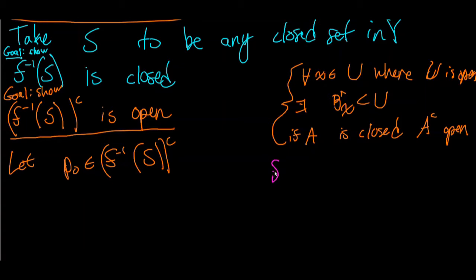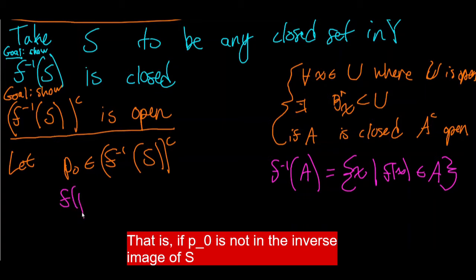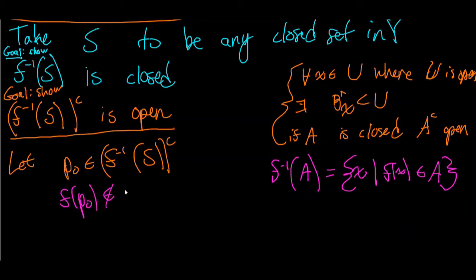Remember, the definition of the inverse image of some set, I'll call it A, is equal to all points X such that F of X is in A. So check this out. If P naught is not in the inverse image of this set, then F of P naught can't possibly be in S. Because if F of P naught were in S, then by definition of the inverse image of a set, that would imply that P naught is a point whose image under F is in S. So it would be in the inverse image of S under F, and it would contradict our statement that we're letting P naught not be in this set.